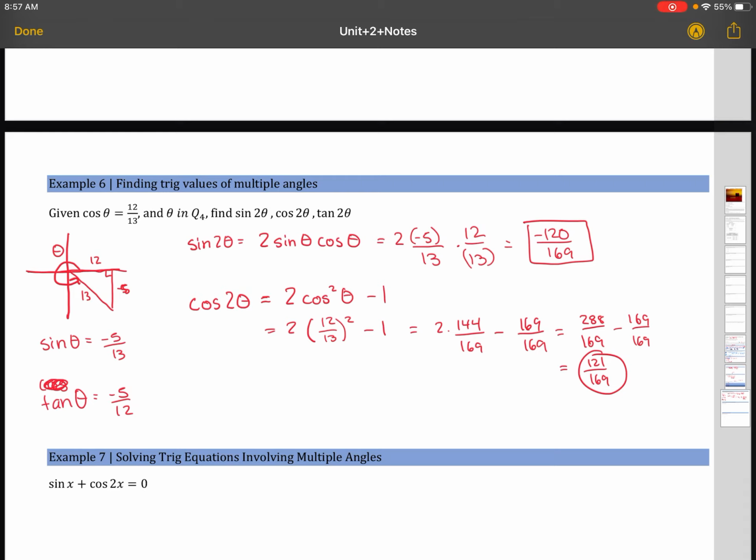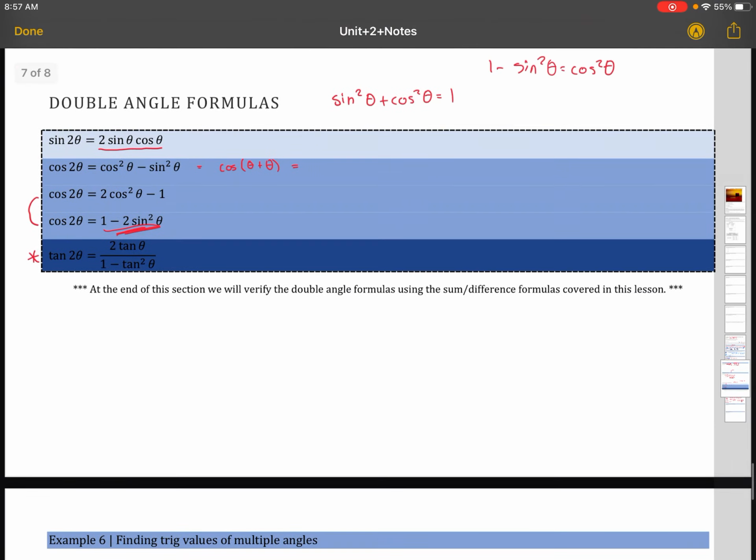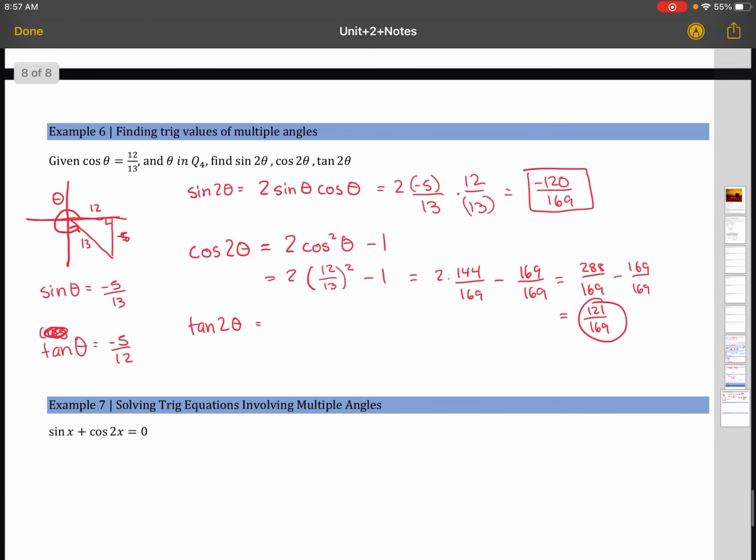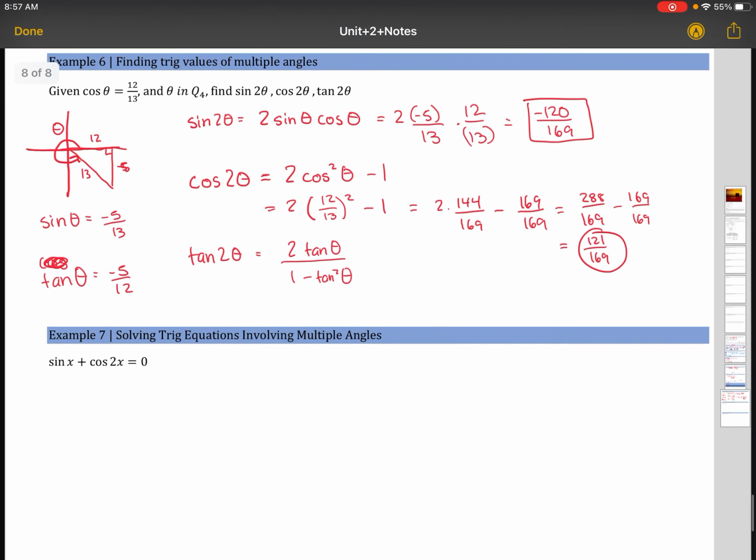121 divided by 169. And then the tangent of 2 theta is going to equal 2 tangent theta divided by 1 minus tangent squared theta. Again, all we're doing is substituting into this formula. We know the tangent of theta is -5 divided by 12. So there's going to be 2 times -5 divided by 12, all divided by 1 minus -5 divided by 12 squared.